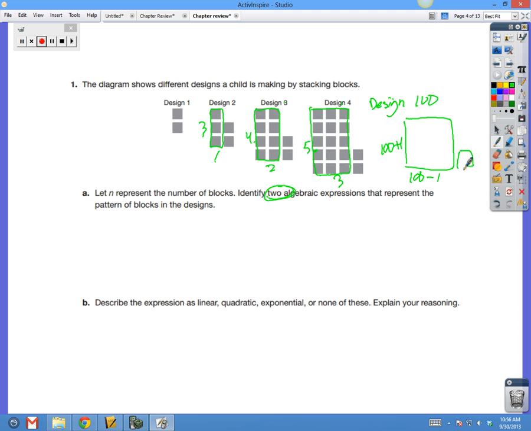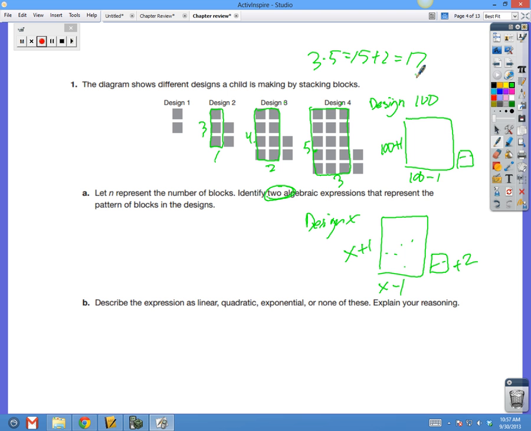So design X. How tall and how wide is design X going to be? So the height is going to be 1 bigger, but the base is going to be 1 smaller. And then at the end of that, you're going to have plus 2. So now, if I want to calculate all these squares in between them, on design 4, I do 3 times 5 and I get 15, plus the 2, I get 17. On design, you take the base times the height. So on design X, you're going to take the base times the height. Base times height, and then when you're all done, plus 2.